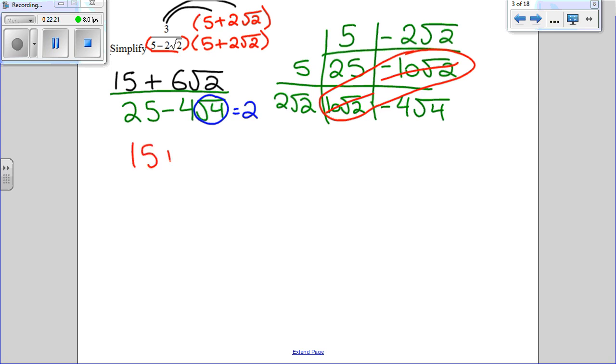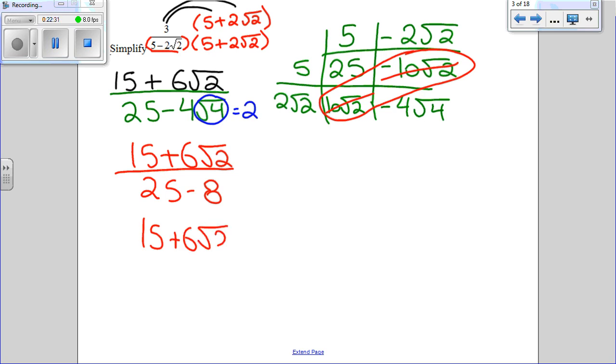So I have 15 plus 6 root 2 divided by 25 minus 8. 25 minus 8 equals 17. He says, unsure of himself. And that is a simplified radical because the root sign's off the bottom.